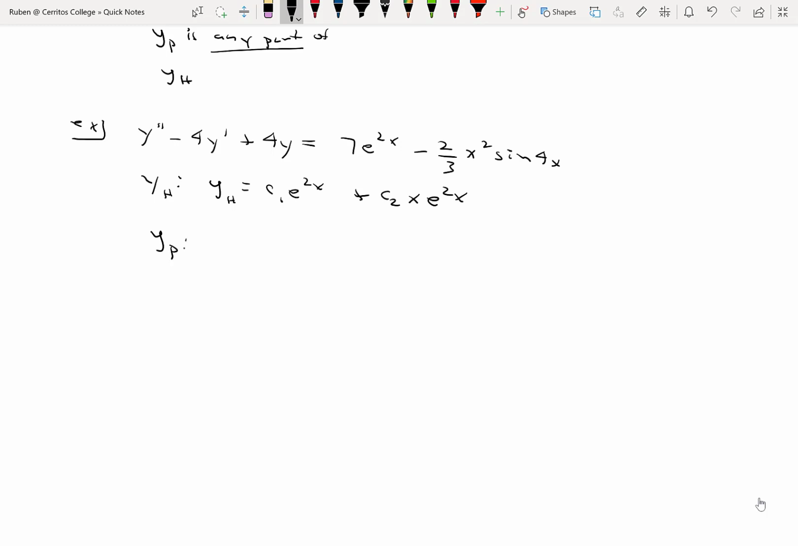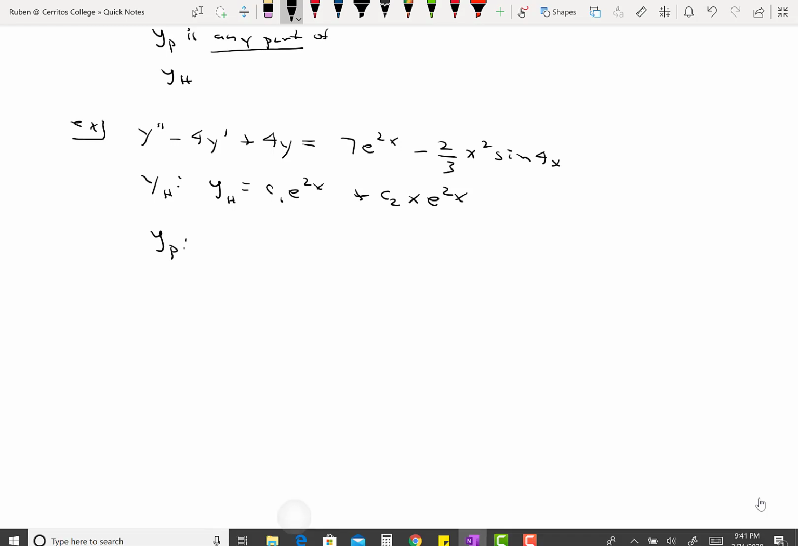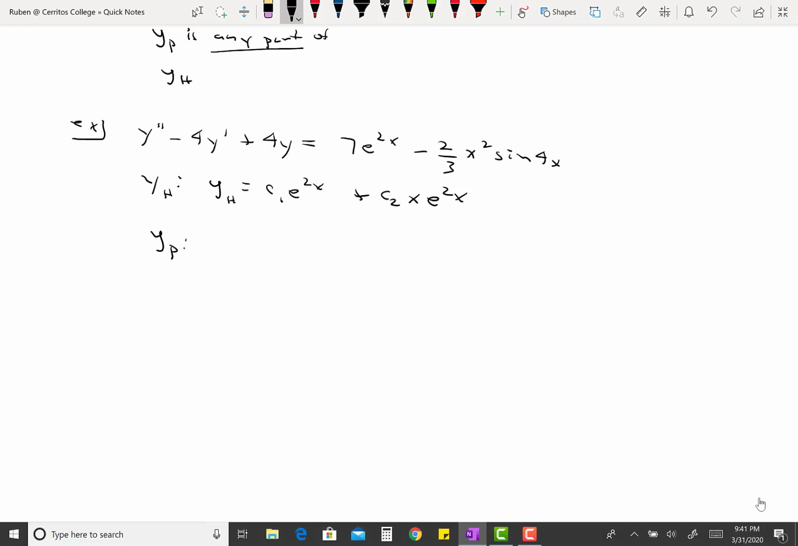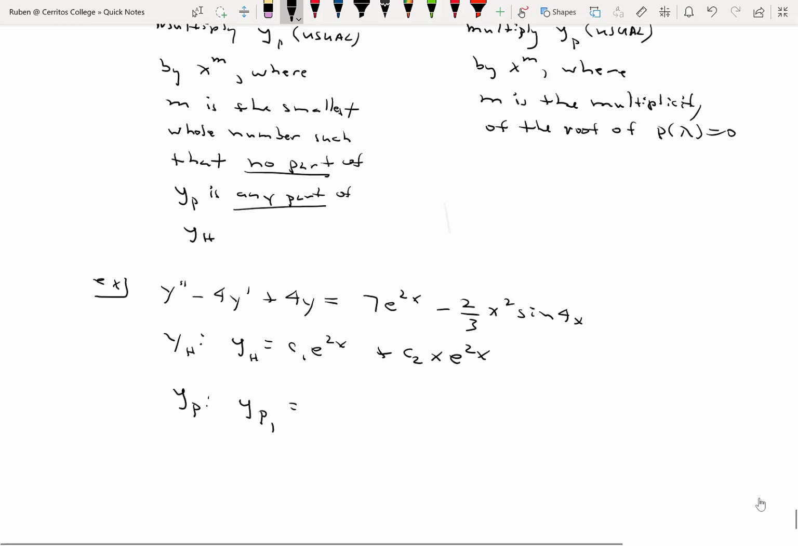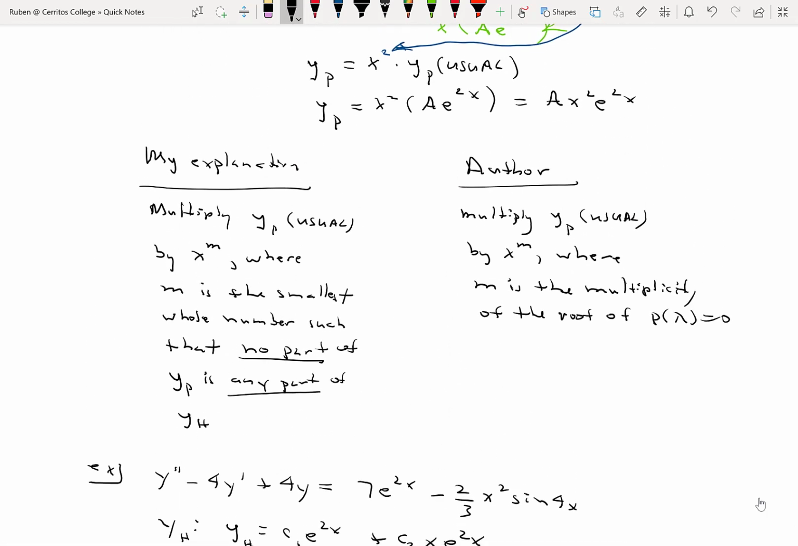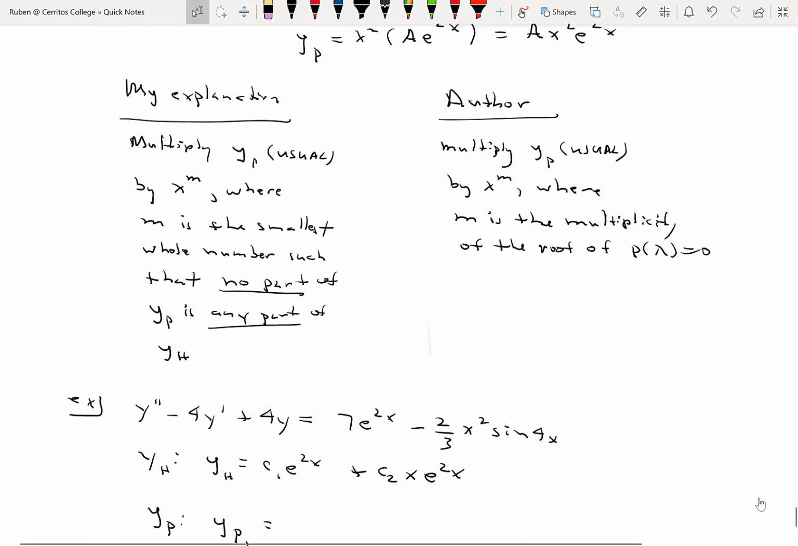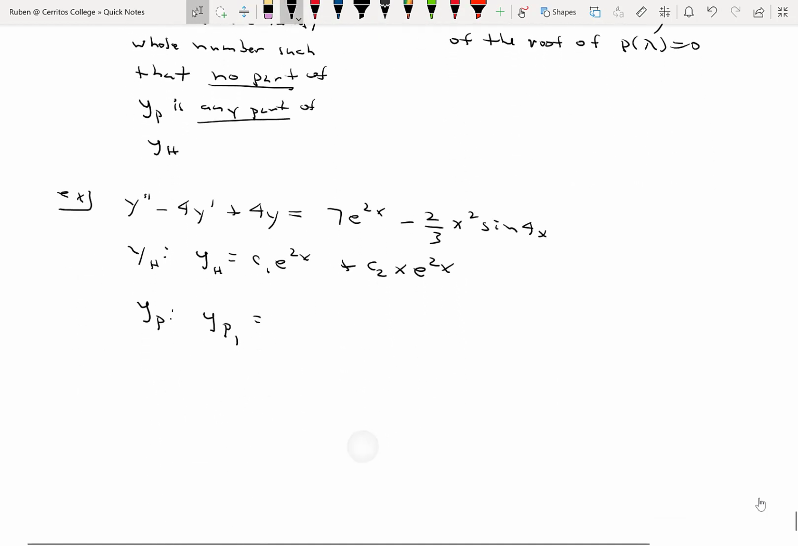Okay, so y sub p. Since our forcing function has 7e to the 2x, the same 7e to the 2x as we had before, we're going to get, as a contribution from that, let's say y sub p1, that particular solution that we just formed, the a x squared e to the 2x. And I'll even write it as x squared, the adjustment factor, times a e to the 2x, just like before.